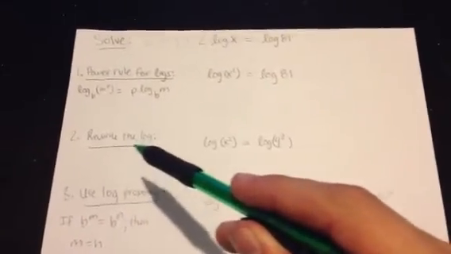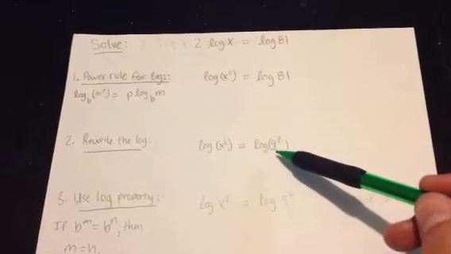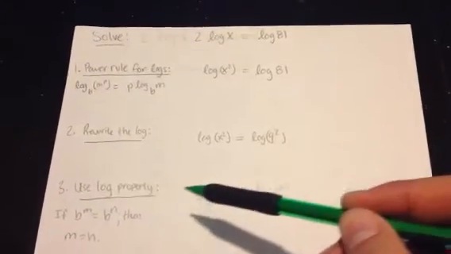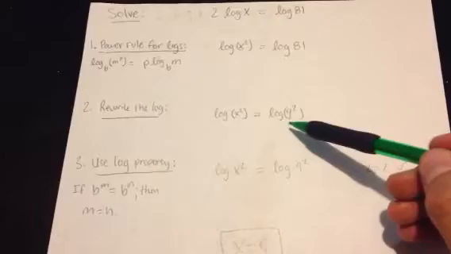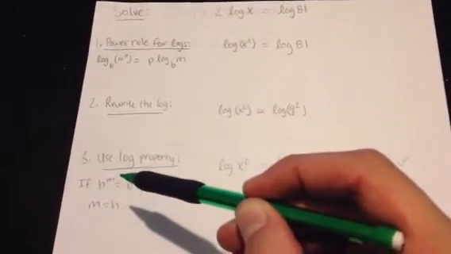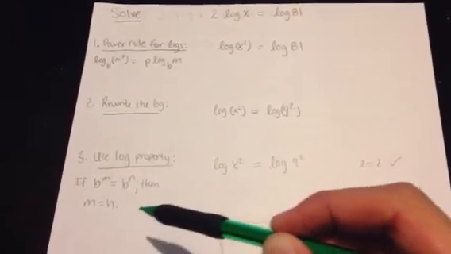Rewrite the log in your second step so that your log of x squared is equal to log of 9 squared. And you'll see why in the third step. So if you do that, you can use the log property: if b raised to m is equal to b raised to n, then m is equal to n.